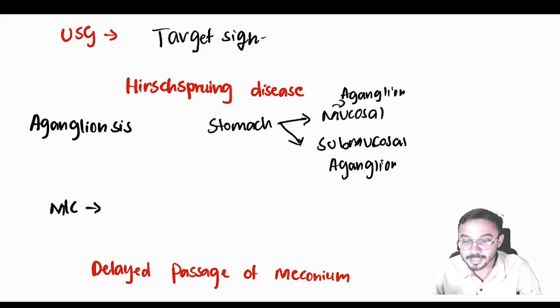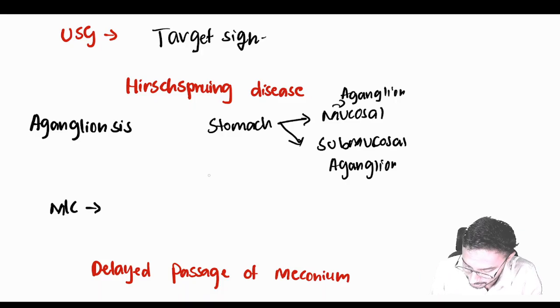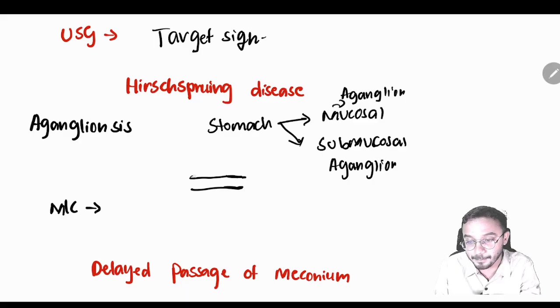What happens if there is an absence of this ganglion? Imagine this is the stomach. The ganglion helps in peristalsis, movement. If the ganglion is not present, the movement will not occur. Whenever the movement does not occur, the stool will get stuck. The stool will get stuck here itself, no?